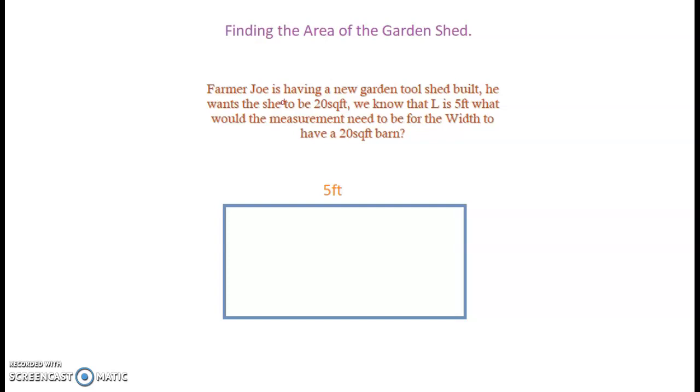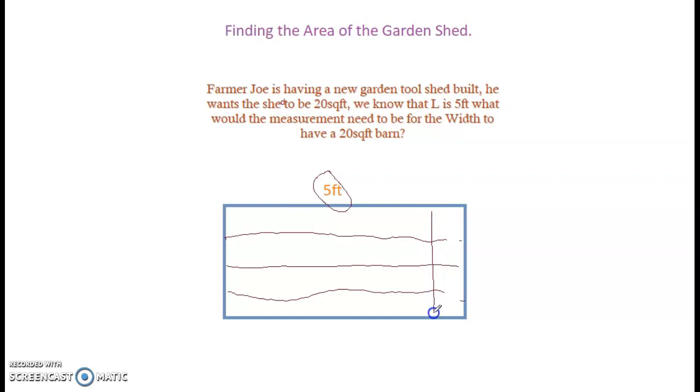So we already know that our barn is 5 foot long. Now we've got to figure out how tall it's going to be to equal 20 square foot. So you could divide your square, or your rectangle rather, into equal parts. Don't mind my chicken scratch.